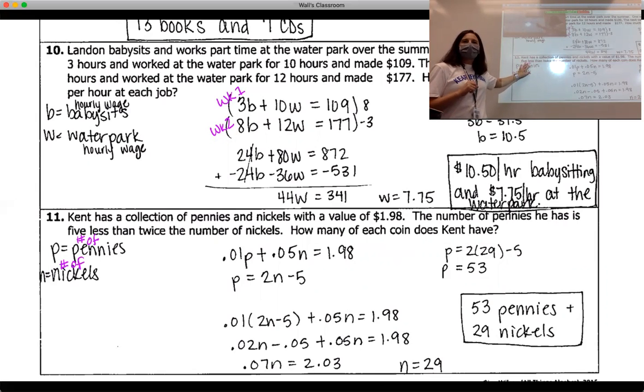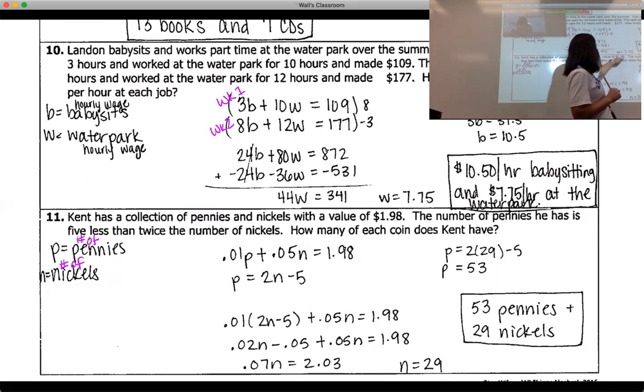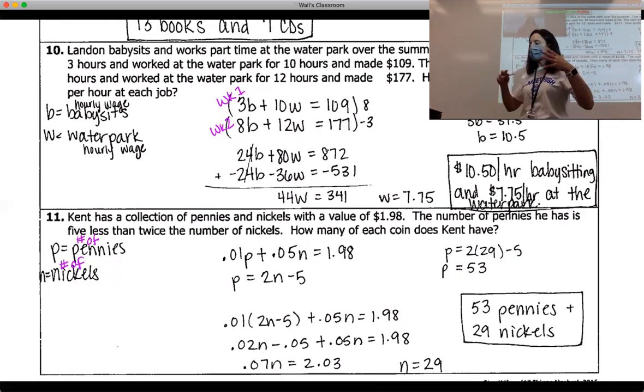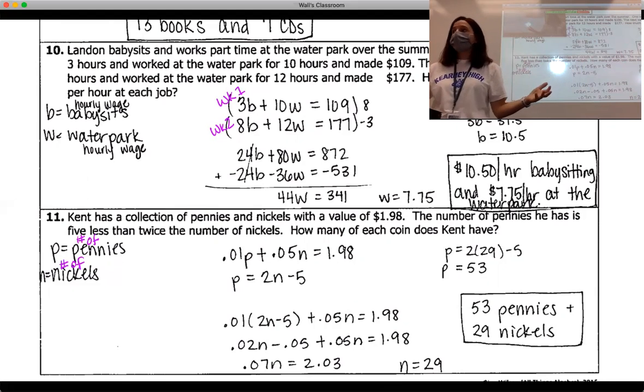Sometimes they're really nice and they just say, he's got 42 coins altogether. So then you just say N plus P equals 42. On this one, they weren't quite that nice. So let's start with the first equation because that's probably a little bit easier. We know they have a total value of $1.98. Remember, if we're adding the value of our nickels and our pennies, we have to incorporate the value of a nickel and the value of a penny.